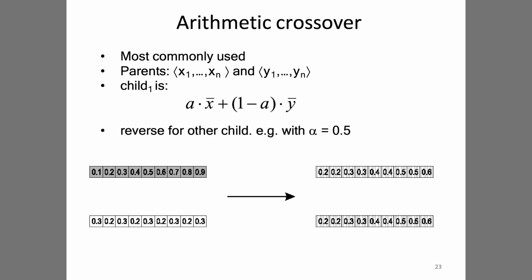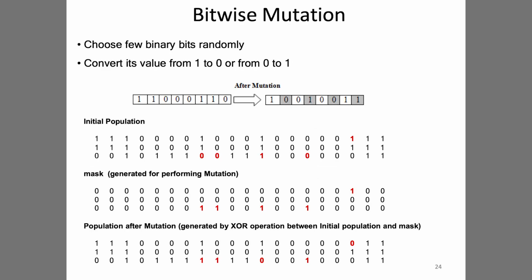Next, arithmetic crossover. This crossover is popular for real number representation. And come to the bitwise mutation. This bitwise mutation is very popular for binary number representation, for which you have to create a mask, and that mask value will be utilized for flipping the 0 value to 1 and the 1 value to 0. So wherever 0 values are there, they are randomly selected and their values are converted into 1.